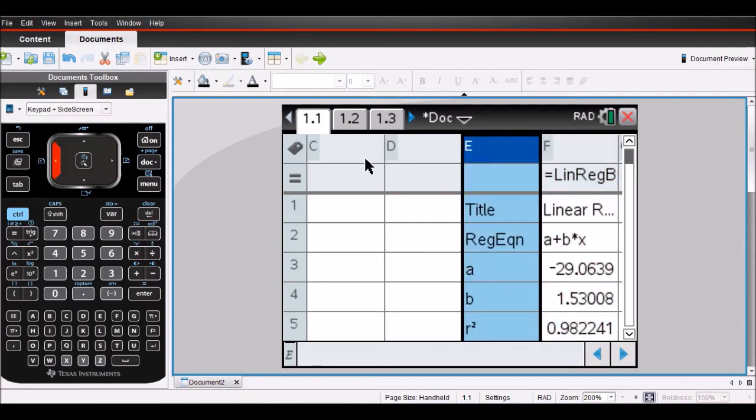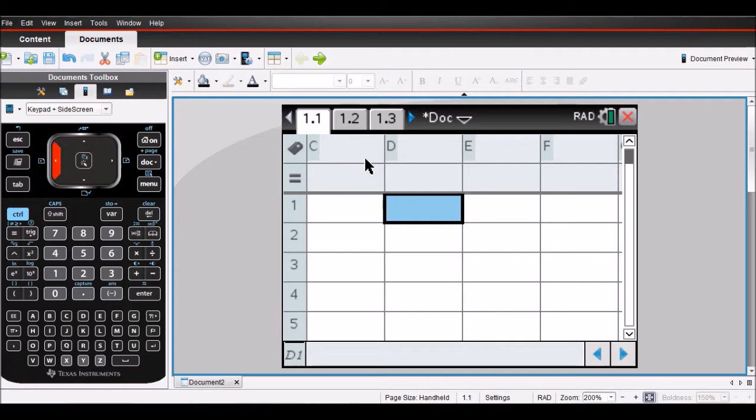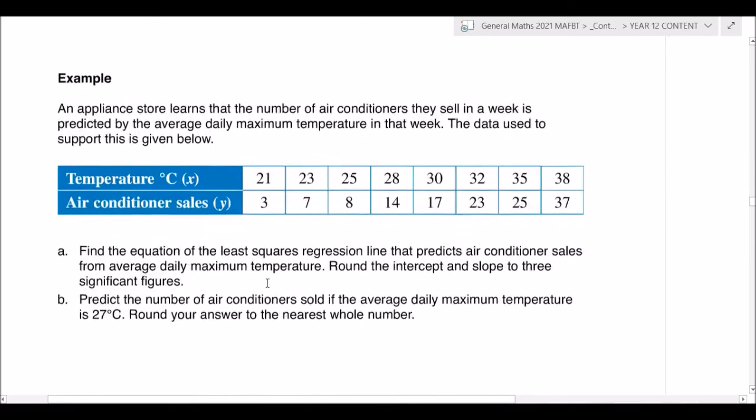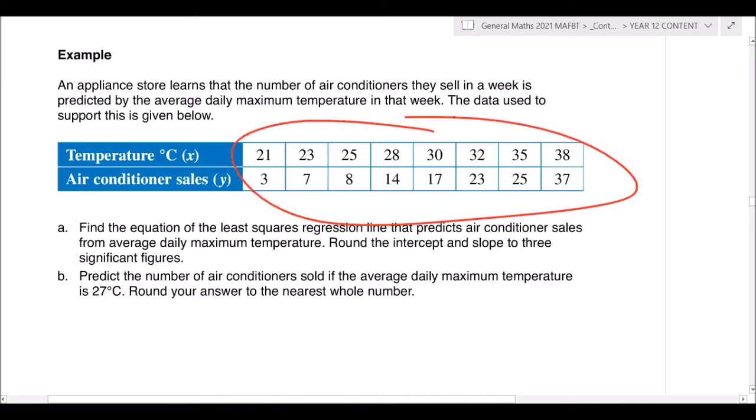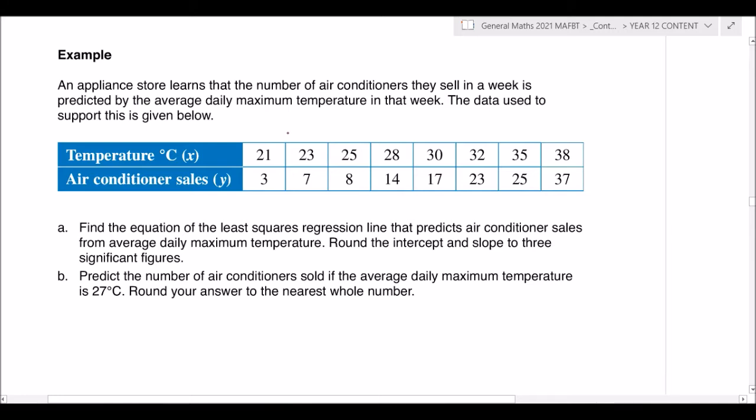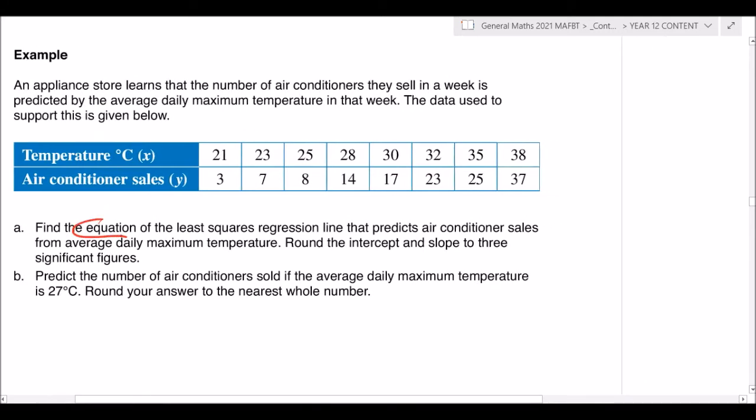All right, so let's go on to the next part. So let's do some questions to refresh your mind on this. An appliance store learns that the number of air cons they sell each week is predicted by the average daily maximum temperatures in that week. The data used to support this is given below. So here's my data here. You've got temperature and aircon sales. The question is: find the equation of the least squares regression line that predicts the air conditioner sales for the maximum temp. Round the intercept and slope to 3 sig figs.